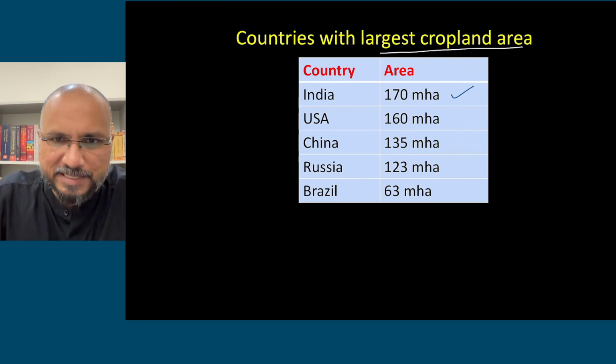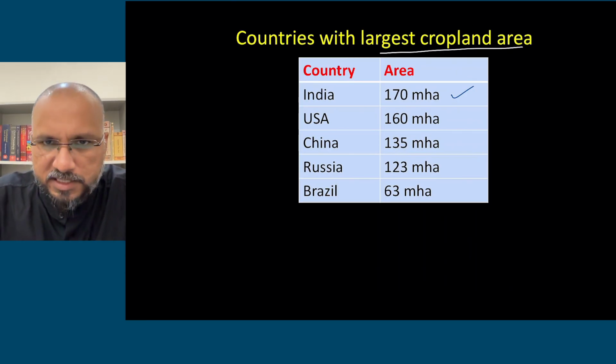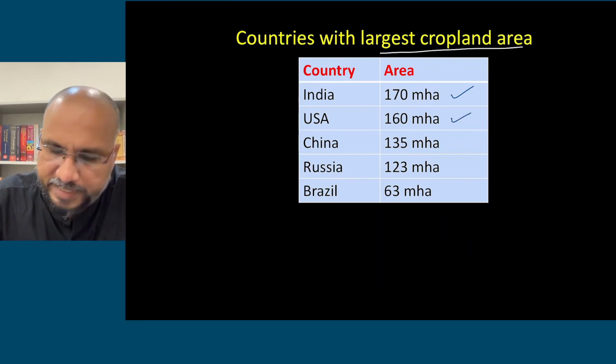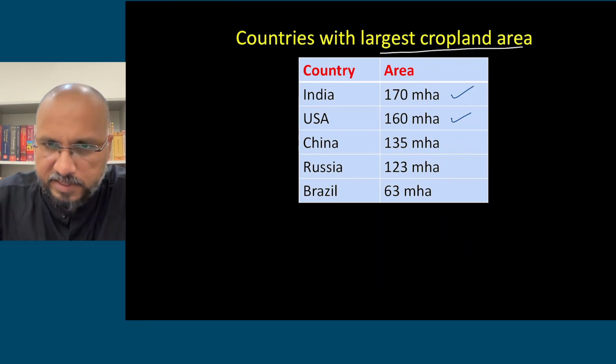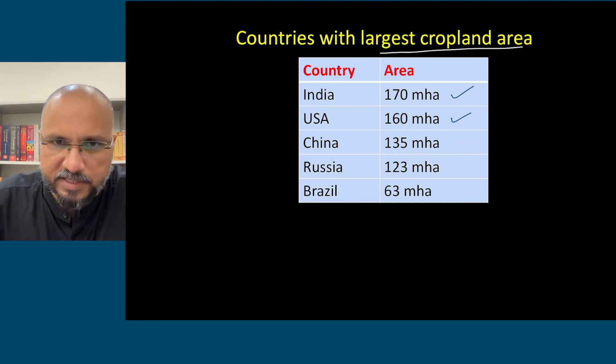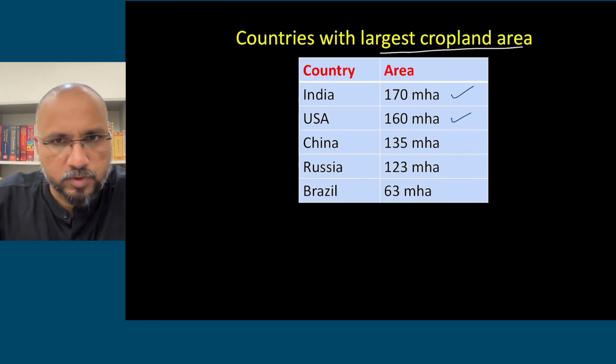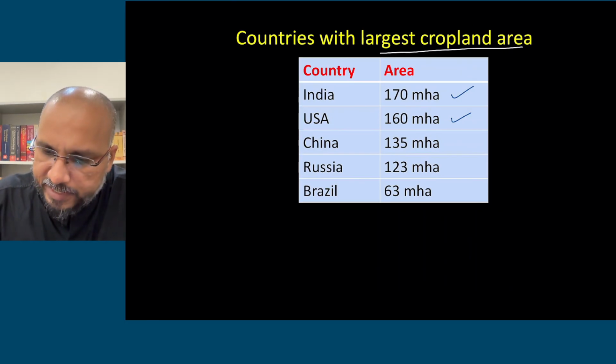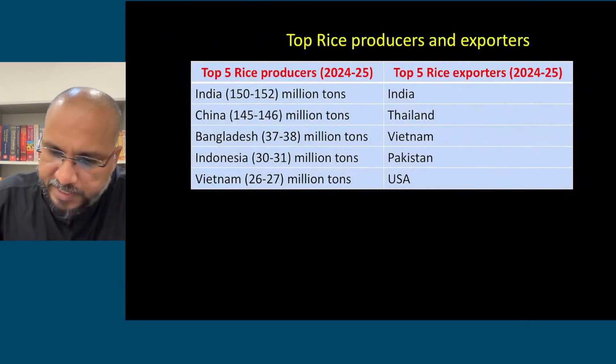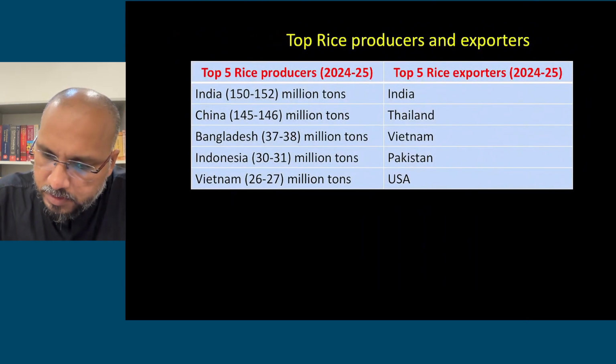There might be slight changes, but generally India is first. Second is USA. The area might slightly change, but the rank remains. Third is China, fourth Russia, and fifth Brazil. When it comes to largest cropland area under cultivation, India is top. Now it comes to other commodities.